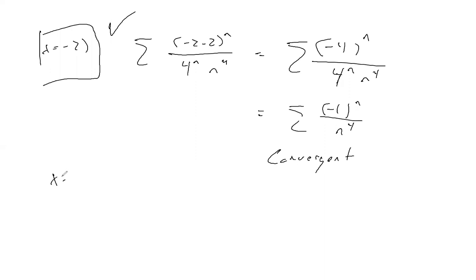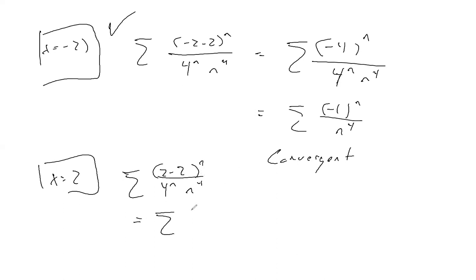Now I need to check x equals positive 2. Okay. I plug that into my series. What's 2 minus 2? It's 0. So I get 0. What is this series? This is just 0, adding up 0 an infinite amount of times. Is that series convergent? Yeah, it's convergent. It's equal to 0. So I want to include x equals 2 in my interval of convergence as well.